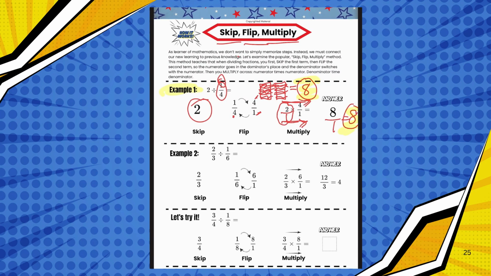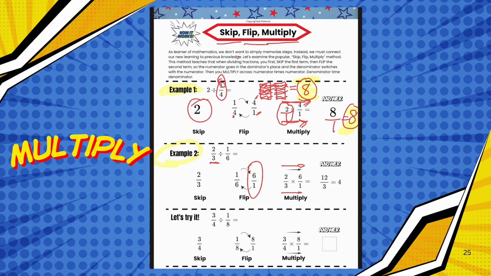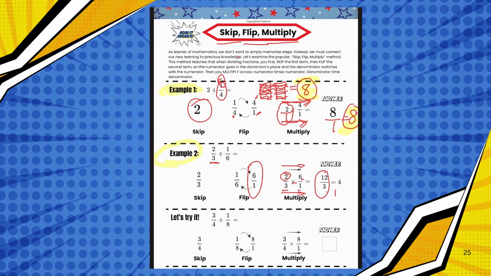Okay, example number 2. Let's go ahead and look at 2 thirds divided by 1/6. So we skip the first term, 2 thirds. We're going to flip our second term, 1/6, into 6 over 1. And then we're going to multiply. Remember, we do top times top, bottom times bottom. And we get 2 times 6 gives us 12, and 3 times 1 gives us 3. Remember, all fractions are division problems. 12 divided by 3 equals 4. So our answer is 4.